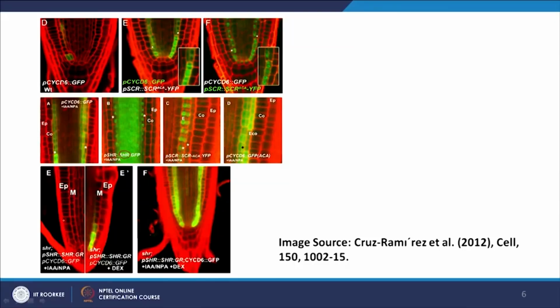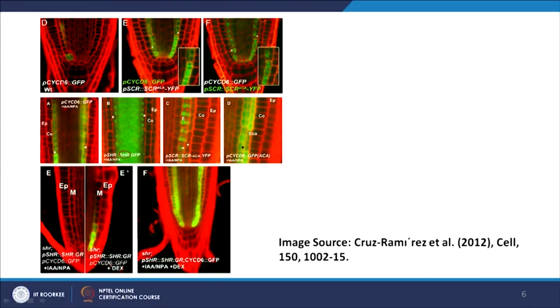So, what happens here? If you look here, in the short root mutant, since we are not treating with dexamethasone, you do not see the complementation. This is a typical short root protein mutant, and you do not see induction of expression of the cyclin D gene. But when you treat with dexamethasone, it allows short root protein to enter inside the cell, and when short root protein enters the cell, you can see cyclin D expression starts, which means that short root protein is activating expression of cyclin D.